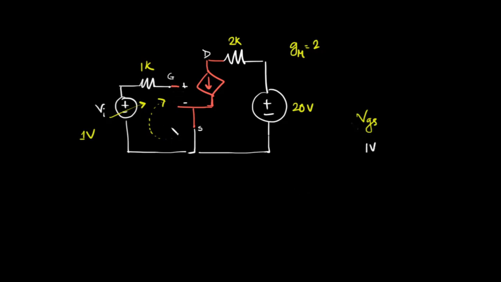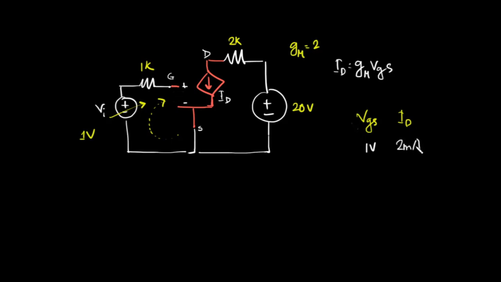If VGS is 1 volt, then what is the value of ID? If we call this current ID, what is its value? Well, since ID is related to VGS by the relation ID equals gm times VGS, and VGS is 1 volt and gm is 2, then ID will be 2 milliampere.